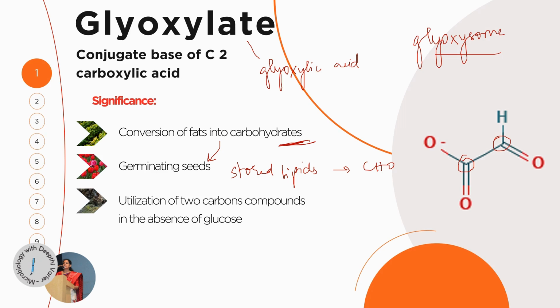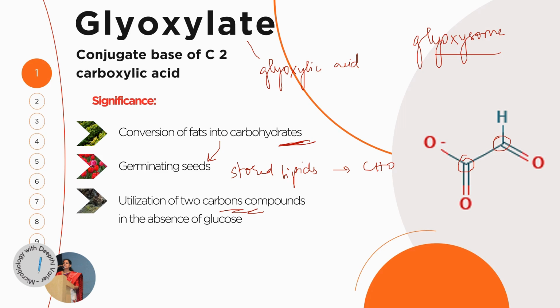We also know that the glyoxylate cycle is the one which helps us to utilize two carbon compounds whenever there is an absence of glucose. When there is glucose in the medium, the cell would definitely prefer glucose. But in the absence of glucose, even two carbon compounds can be used as a carbon source, as is shown by the glyoxylate cycle. So this is a very important cycle mainly for the metabolism of two carbon compounds.